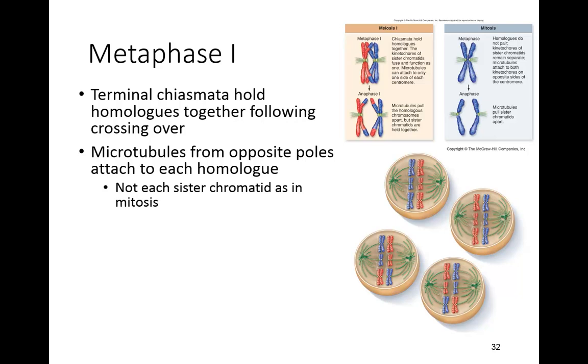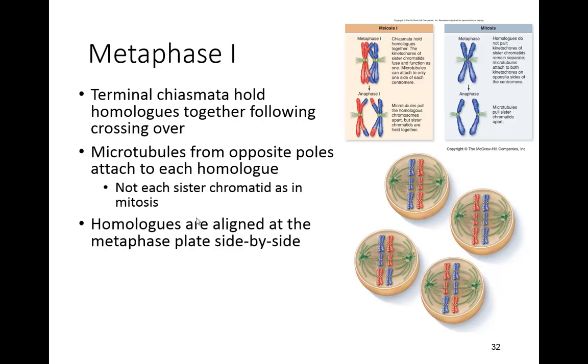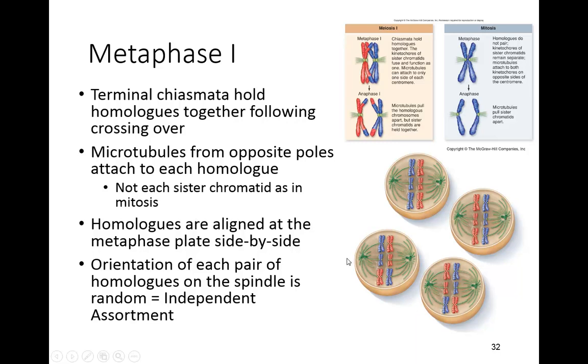But they line up not on top of each other, but as homologous pairs. Okay, so one from the mother, one from the father, they line up on opposite sides of the cell. Whereas in mitosis, they would be lined up, all of them on top of each other. Okay, this allows for, again, genetic recombination to occur.